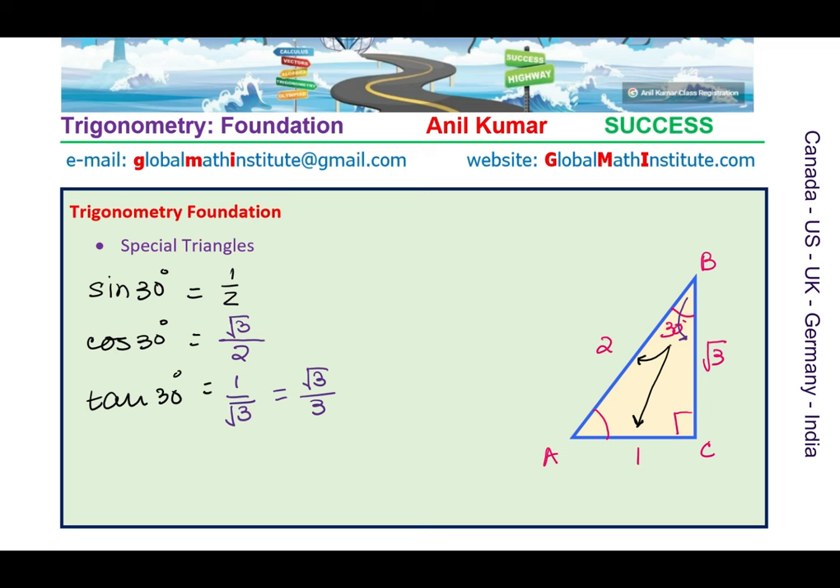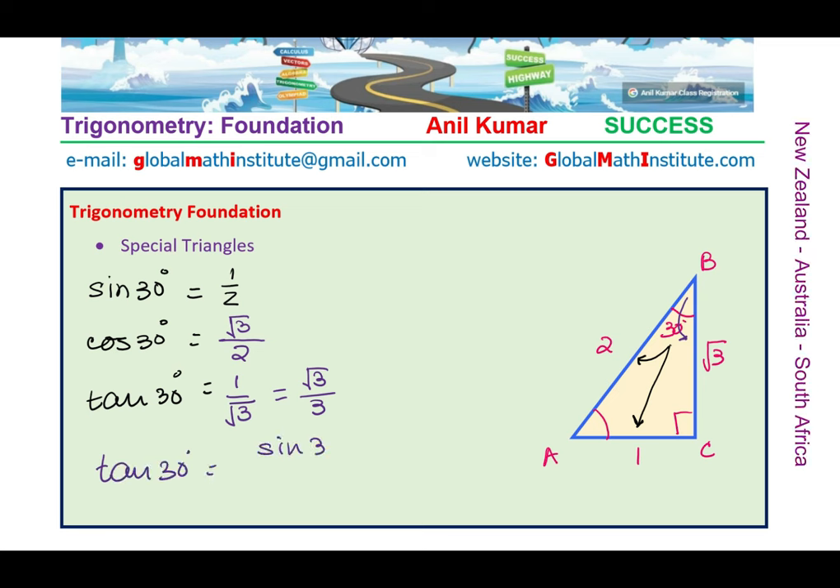Now, you need to verify that tan 30 equals sine 30 over cos 30. Correct? Similarly, in the previous two cases, you could verify that tan of 60 is sine 60 over cos 60. Correct. So I hope so far things are very clear.